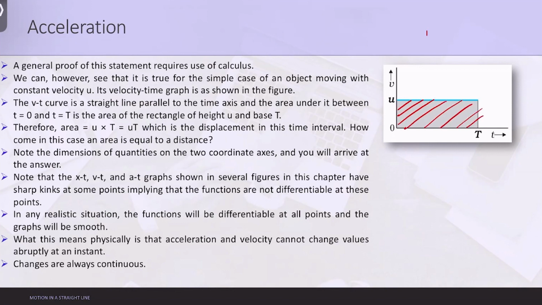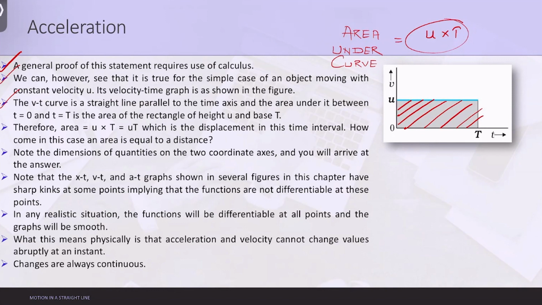So what will be the area under it? This is nothing but u multiplied by capital T. It is the area of the rectangle of height u and base T. Therefore, area is equal to u multiplied by T, which is uT, the displacement in this time interval. How come in this case an area is equal to distance?